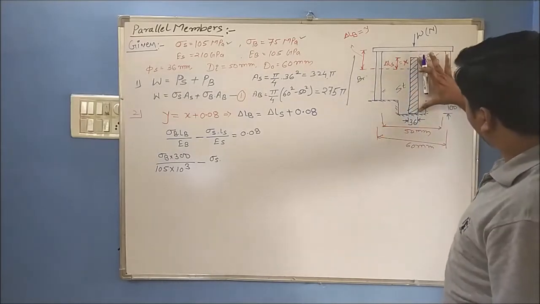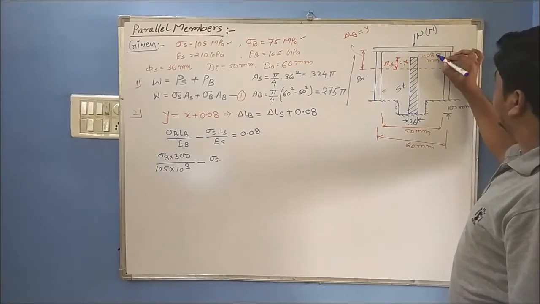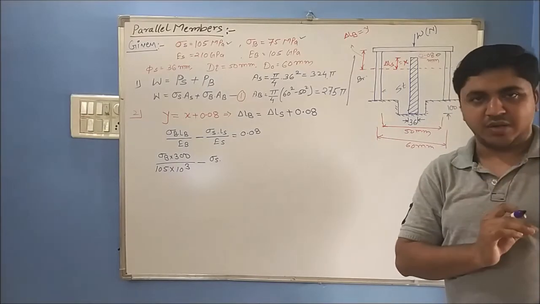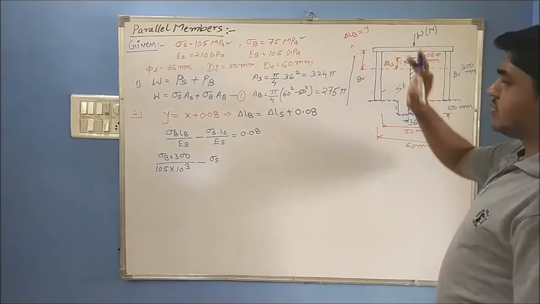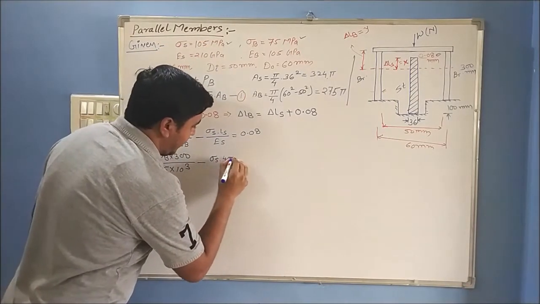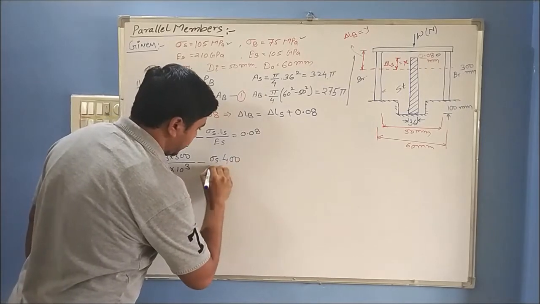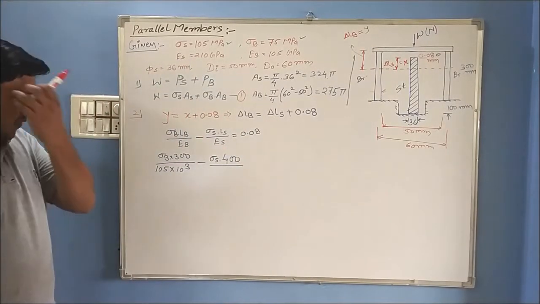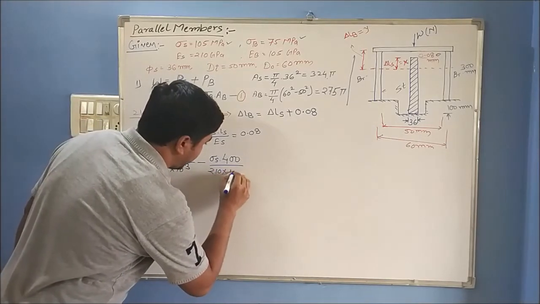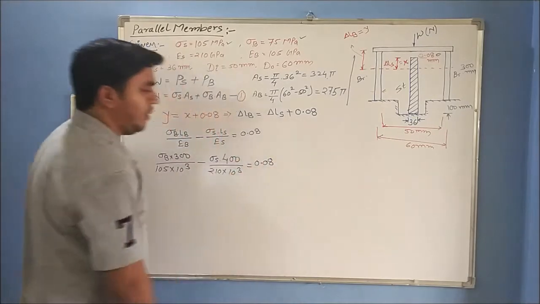Actual length of steel is what? This much only. No? So subtracting this 0.08 will not have much effect, because this is a very small value, less than 0.1 only. So we'll neglect this value and we'll take the length of steel as 400 mm upon Young's modulus of steel, that is 210 GPa. So 210 multiplied by 10 raised to power 3 is 0.08 mm.